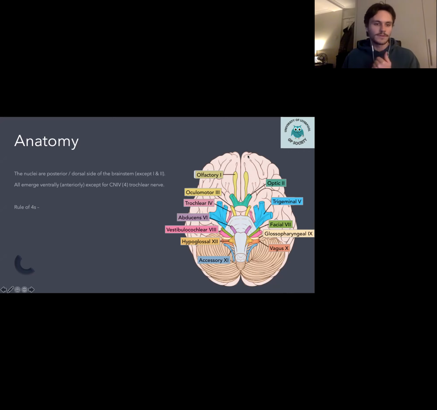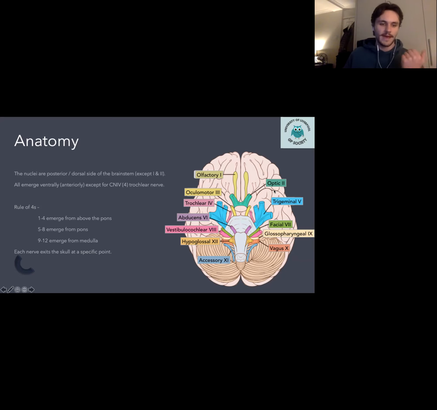There's the rule of fours, which will help you split up where the nerves are emerging from. So nerves 1 to 4 emerge above the pons, and that's 2 in the forebrain, 2 in the midbrain. So 1 and 2 forebrain, 3 and 4 in the midbrain. 5 to 8 emerge from the pons itself here. And then 9 to 12 emerge from the medulla. That's a good way of just sort of separating out the emergence of the nerves there.